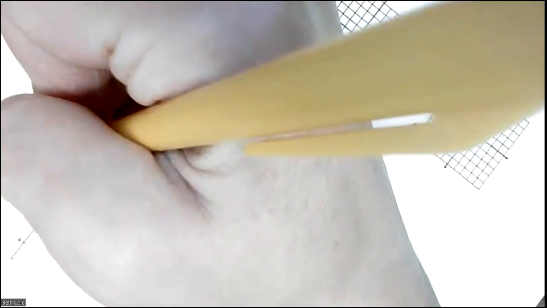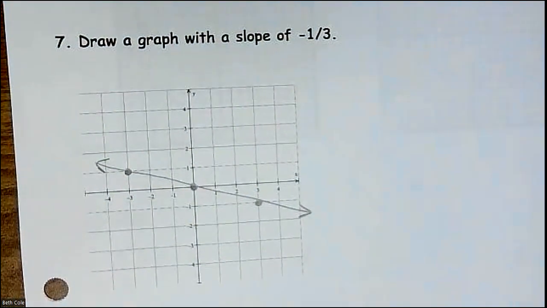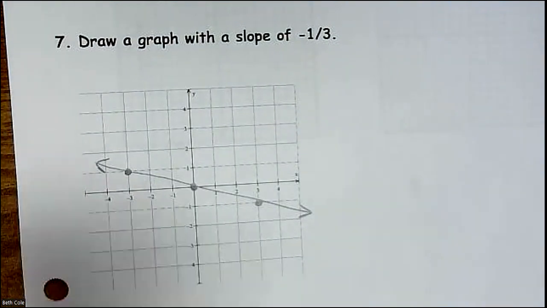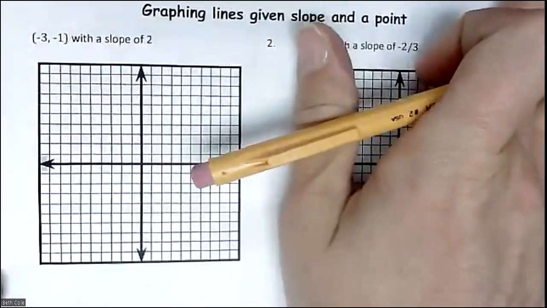I love slope. It's such a fun topic because if you can count little boxes, you can do it. It's a simple thing. It is literally counting little boxes. That's really all slope is. I like this unit a whole lot. All right, so now we're going to grab some more lines.